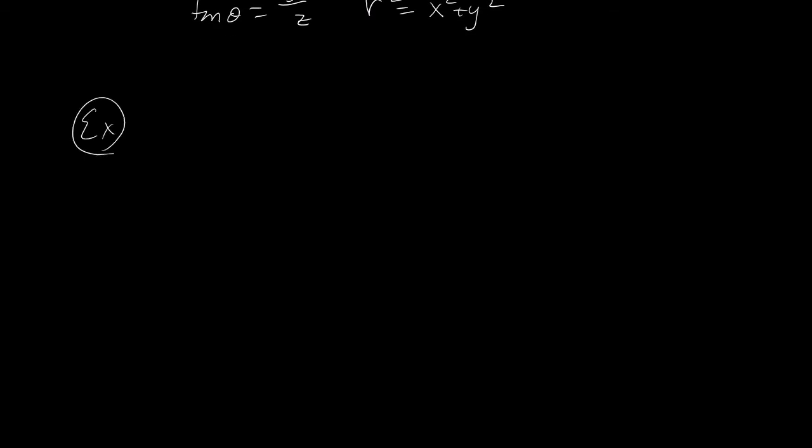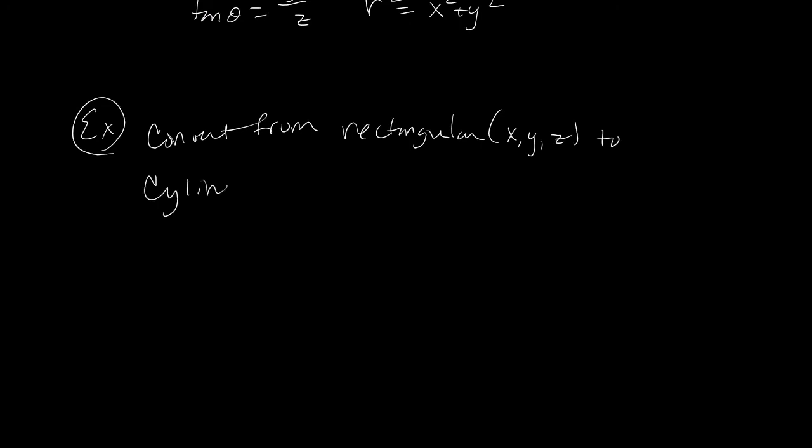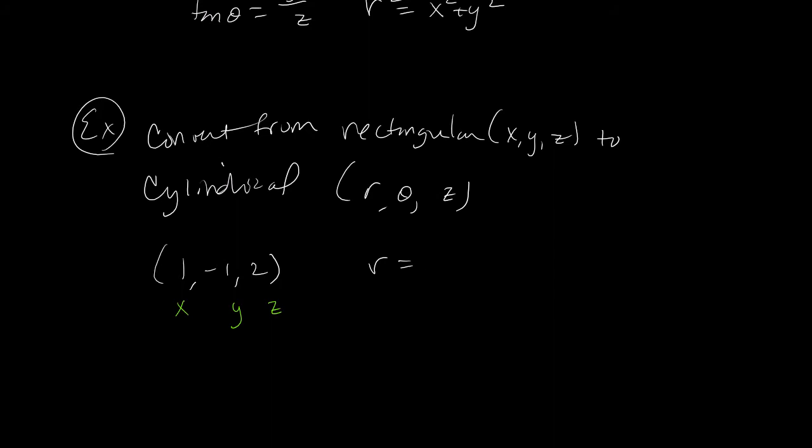So example, let's convert from rectangular, which are the x, y, z coordinates, to cylindrical, r theta z. All right, so the point is 1, -1, 2. So that's our x, y, and z. Okay, so we need to figure out then what is r, what is theta, and what is z. Well, z is the easy one because there's no conversion. Z is just z, so in this case z is 2.